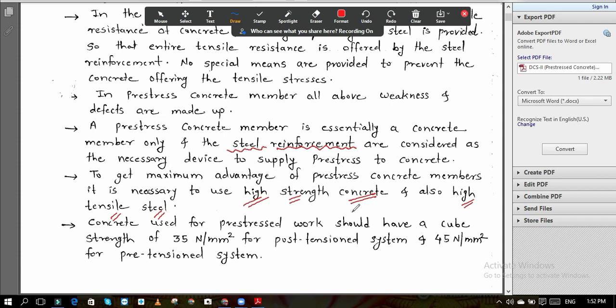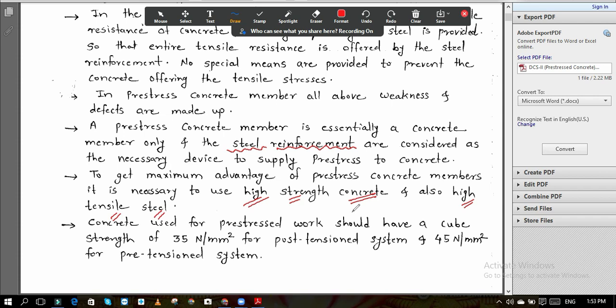For large bridges and girders, M40, M45 can also be used in pre-stressed concrete. The next point is that the concrete used for pre-stressed work should have a cube strength of 35 Newton per mm square for post-tension system and 45 Newton per mm square for pre-tension system.